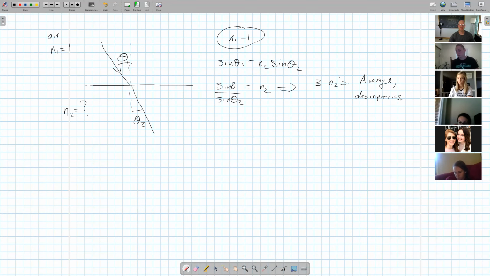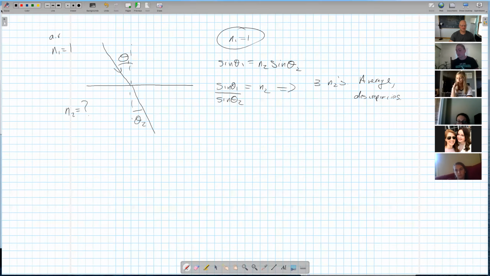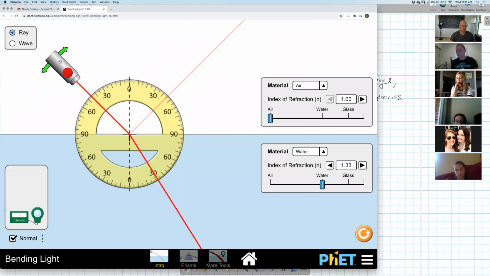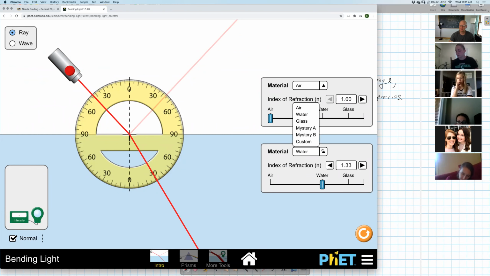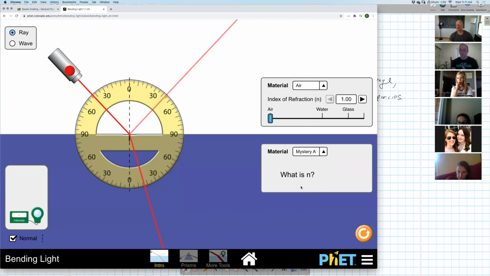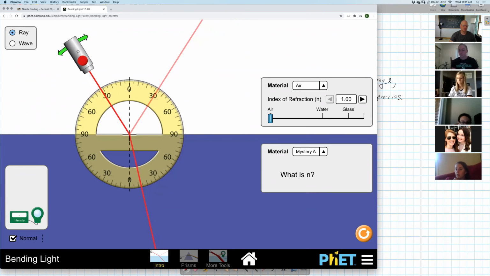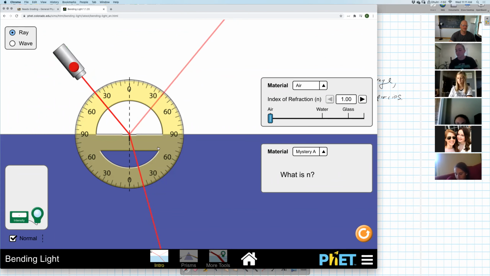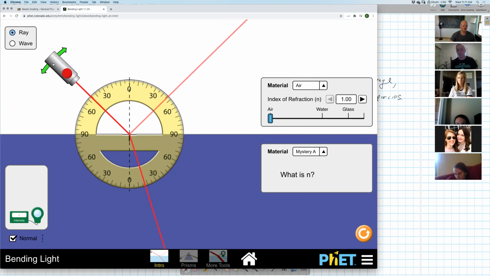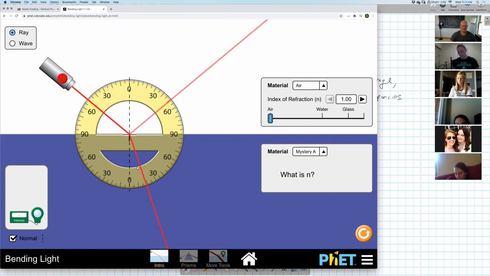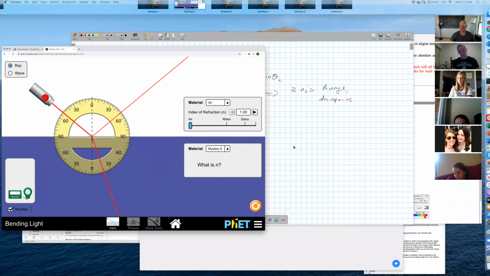Okay. So from there, we're going to do the same thing again. Let me arbitrarily put this somewhere. And now we're going to switch the material of the second medium to mystery A. So now we don't know what the material is. We're going to do exactly the same thing. Again, I'm going to put this at 30 degrees and measure the refracted angle, go to 40 degrees, measure the refracted angle, go to 50 degrees, measure the refracted angle.